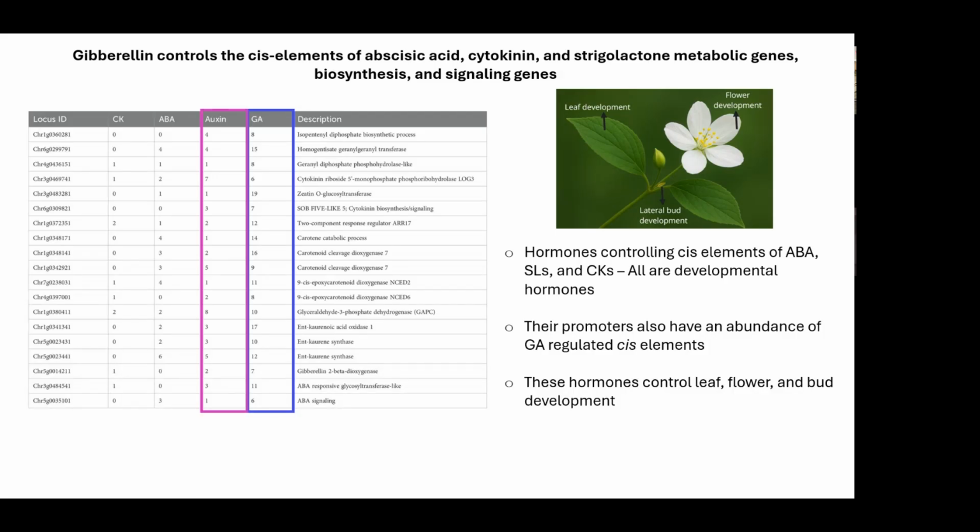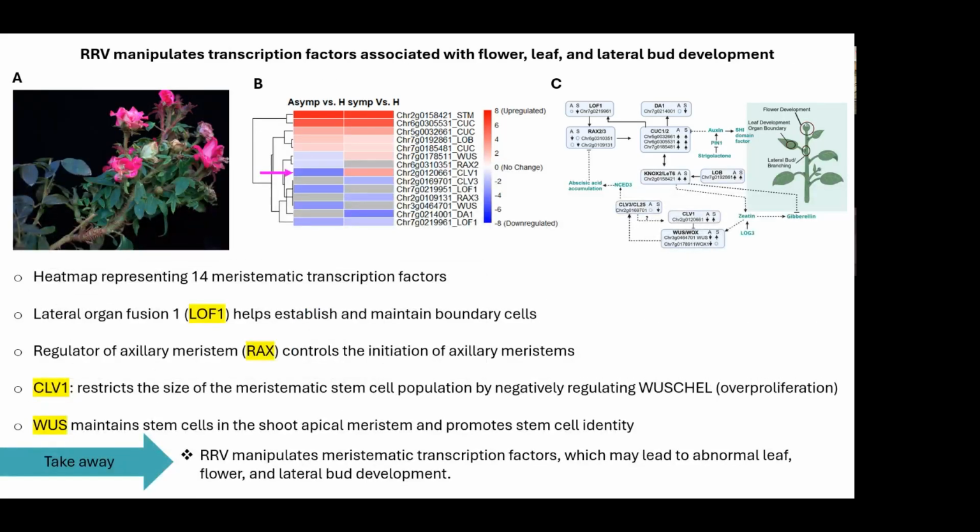we see the rosette. So we went ahead to look at the transcription factors which are associated with flower, leaf, and lateral flower development. And we found 14 transcription factors in our data set. And these 14 transcription factors work in apical or lateral meristem development, which leads to development of the new shoots.